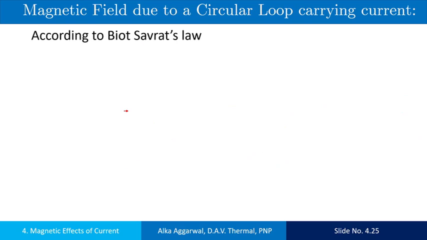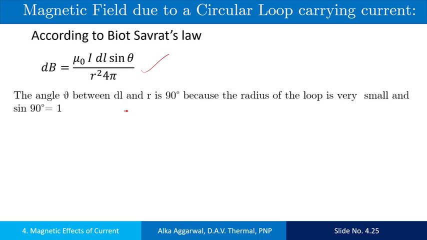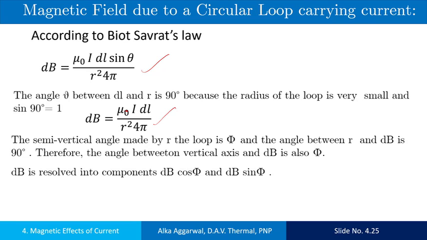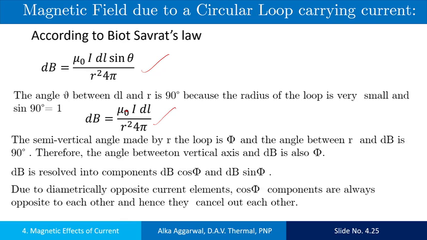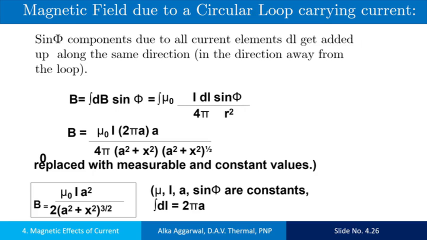Now, according to the Biot-Savart law, this will be the Biot-Savart law. Now put the value theta equals 90 degrees. It will give this relation. When we resolve the dB into the rectangular components, the cos phi components cancel out each other and the net magnetic field is due to the sin phi component, which is in the same direction. So the net magnetic field is obtained by integrating dB sin phi.